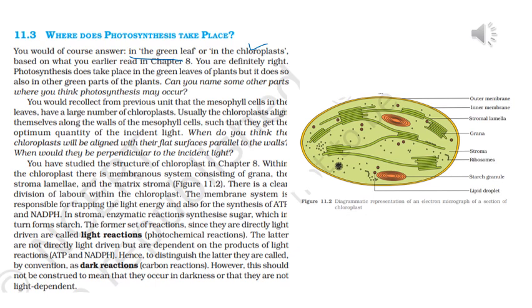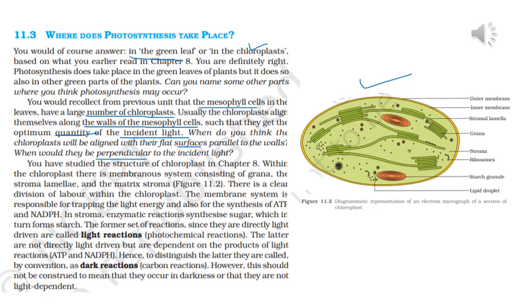You would recollect from the previous unit that the mesophyll cells in the leaves have a large number of chloroplasts. Usually, the chloroplasts align themselves along the walls of the mesophyll cells such that they get the optimum quantity of the incident light. When do you think the chloroplasts will be aligned with their flat surfaces parallel to the walls? When would they be perpendicular to the incident light?